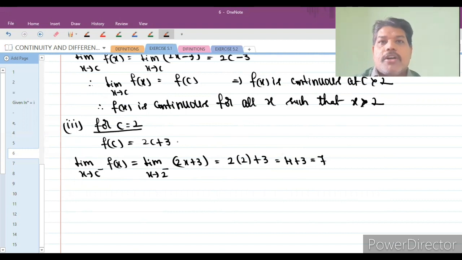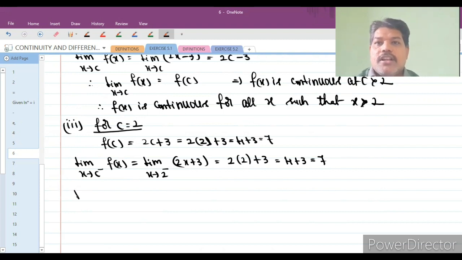In the previous step also we have to see f of c. What is f of c? 2c plus 3. What is c? c value is 2 here also. So that is nothing but 2 into 2 plus 3, so it will become 4 plus 3. So it will become 7 only.